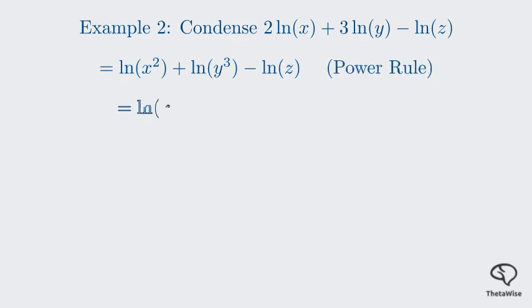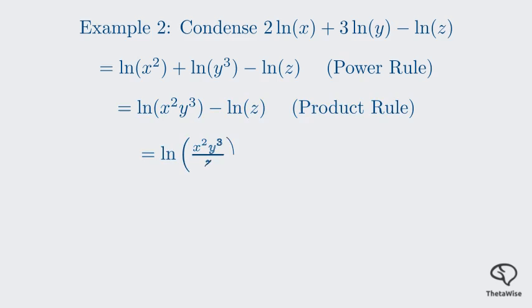Next, we use the product rule to combine the first two terms. This gives us ln of x squared y cubed minus ln of z. Finally, we use the quotient rule to combine the remaining terms. The condensed expression is ln of x squared y cubed over z.